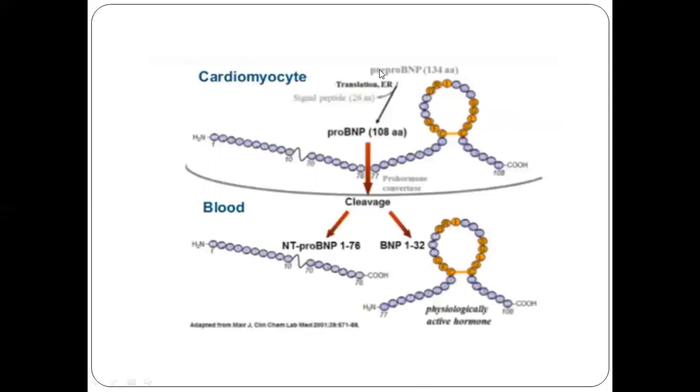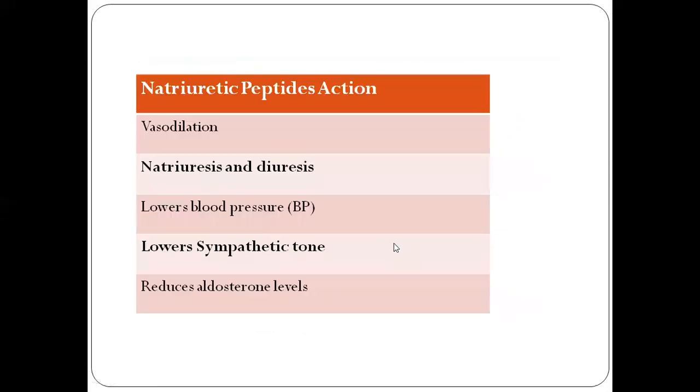Again, this is the mechanism of formation of BNP. Initially, pre-proBNP is released from the ventricles, which is later converted into proBNP. This proBNP is again metabolized into NT-proBNP, that is N-terminal proBNP, and an individual BNP. This is important, and we will discuss later why it is very important in the case of ARNIs. So what are the actions of natriuretic peptides?